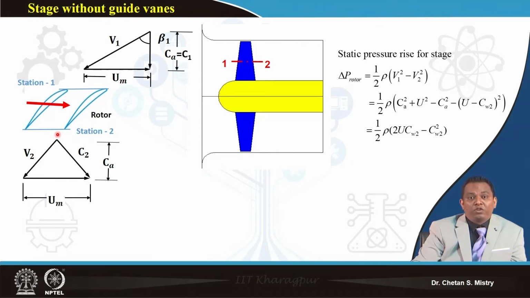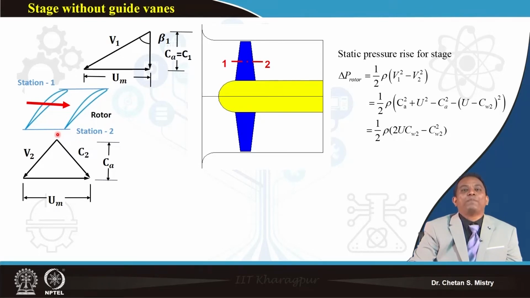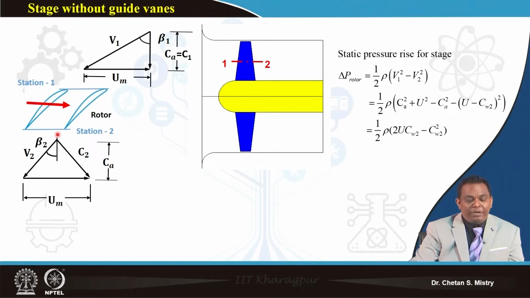Now, we assume our axial velocity is the same upstream and downstream of my rotor. That is the reason I am assuming CA to be constant. This is my beta 2, my blade angle at the exit. This is alpha 2, my absolute flow angle, and you can see I have my whirl component, which is CW2.